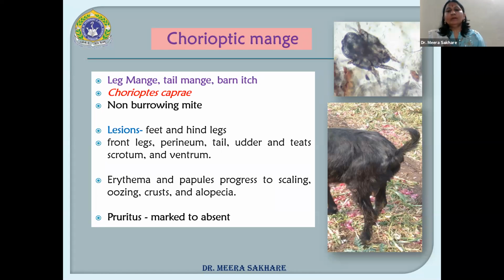So most mange, whether sarcoptic, psoroptic, demodectic or chorioptic, in low temperature, typically in the winter season, we can find such cases. Again, it is a non-burrowing mite and lesions are restricted to the hind legs or around the tail area, the perianal area, and typical L-shaped or boat-shaped lesions we can see in such cases.